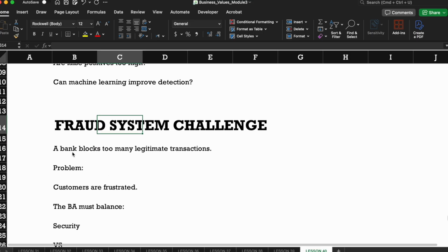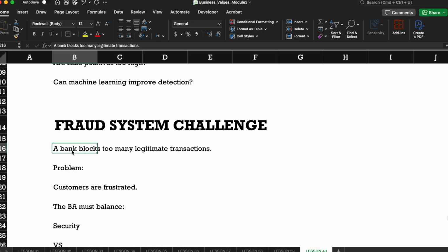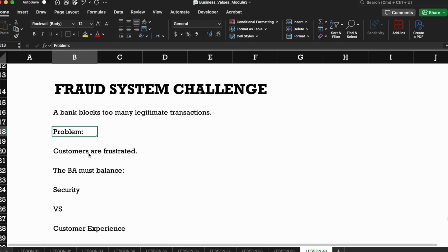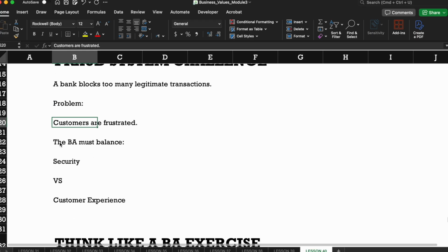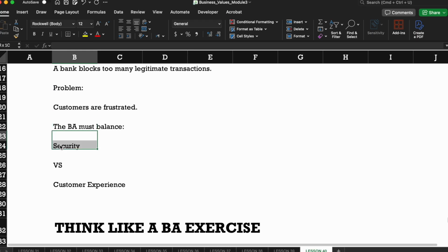Fraud system challenge: a bank blocks too many legitimate transactions. Problem: customers are frustrated. The BA must balance security versus customer experience.